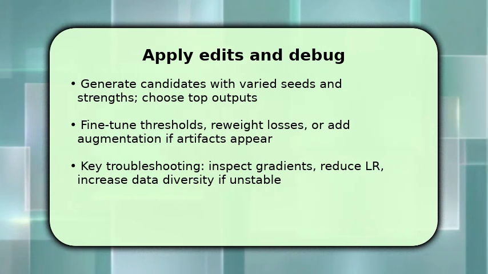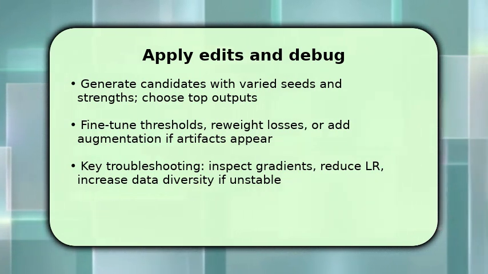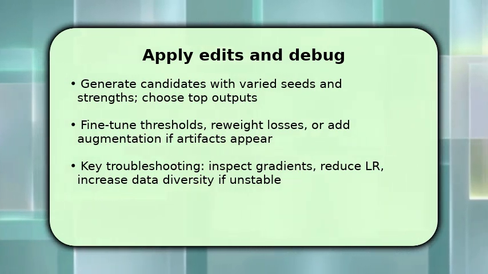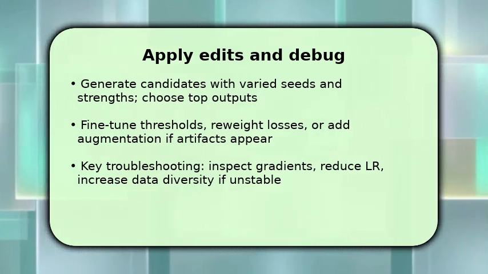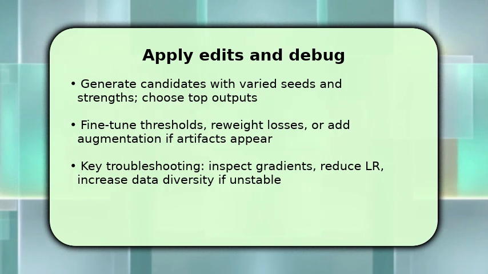If things go wrong, inspect training gradients and logs first. If they explode or vanish, reduce the learning rate, add regularization, or increase data diversity to recover training.